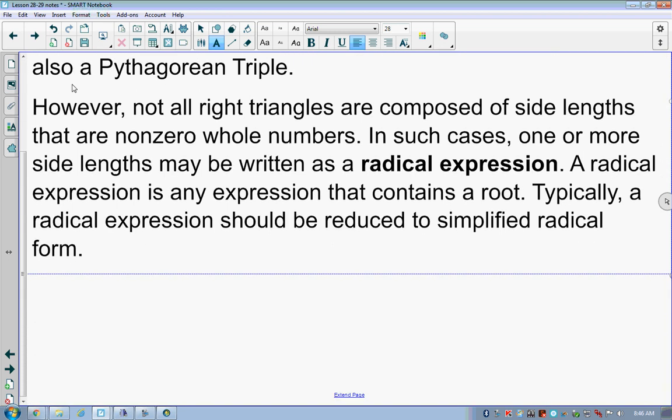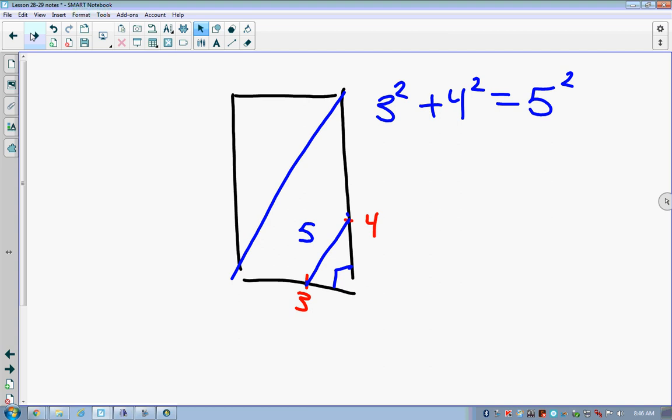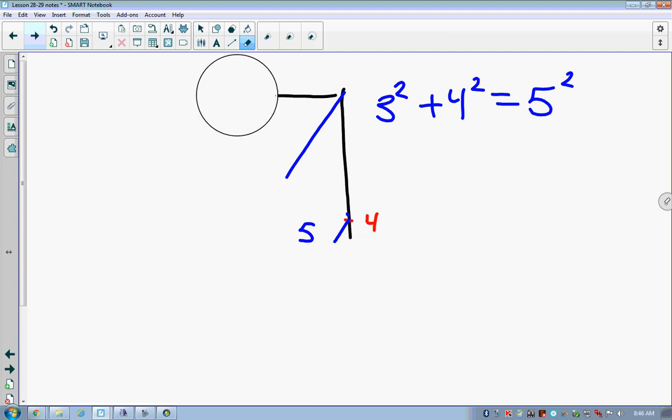Now, the truth is that not all right triangles are composed of side lengths that are non-zero whole numbers. In such cases, one or more side lengths may be written as a radical expression. A radical expression is any expression that contains a root. Typically, a radical expression should be reduced to a simplified radical form. Let's talk for just a second about simplifying a radical.